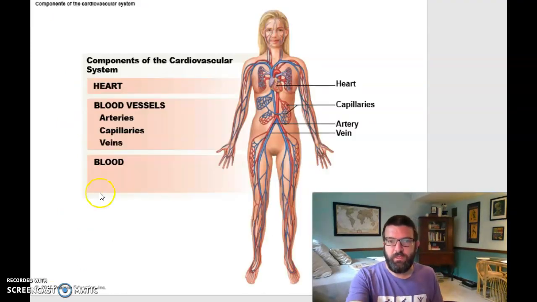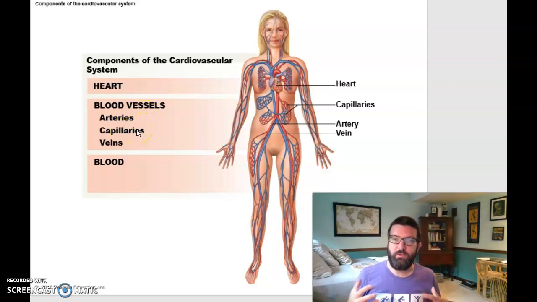Now that blood will flow away from the heart through a type of blood vessel called an artery. Then it will go to a type of vessel called a capillary, which allows for exchange. It's very small, thin-walled, allows for diffusion of gases and small particles. And then veins take blood back to the heart. So in terms of the definition of an artery and the definition of a vein, an artery takes blood away from the heart, a vein takes blood back to the heart, and capillaries are there for exchange in between.